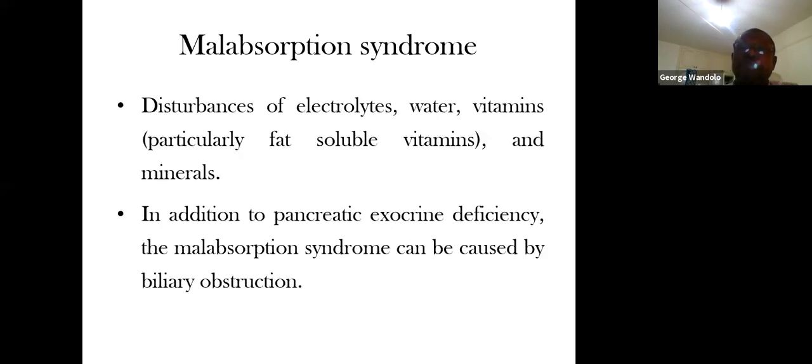We also have disturbances in electrolytes, water, and vitamins, and this is particularly for those fat-soluble vitamins, as they cannot be absorbed. In addition to pancreatic exocrine deficiency, the malabsorption syndrome can also be caused by biliary obstruction. Okay, when it is biliary obstruction, it is mainly a fat malabsorption. It's because the bile components contain bile acids, which increase uptake of lipids. Bile acids increase breakdown of lipids, and we can absorb the lipids. So the malabsorption syndrome, in which we typically have mainly fat in stool, may be a biliary obstruction.